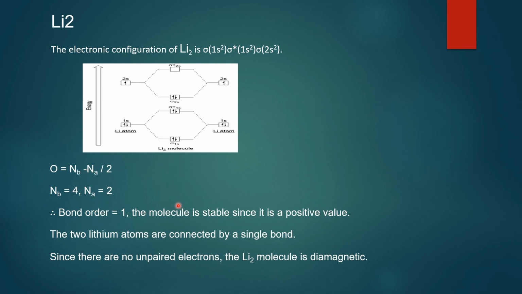Since there are no unpaired electrons, the Li2 molecule is considered a diamagnetic substance. All the electrons get paired up in the Li2 molecule. That is the reason it has a diamagnetic property.